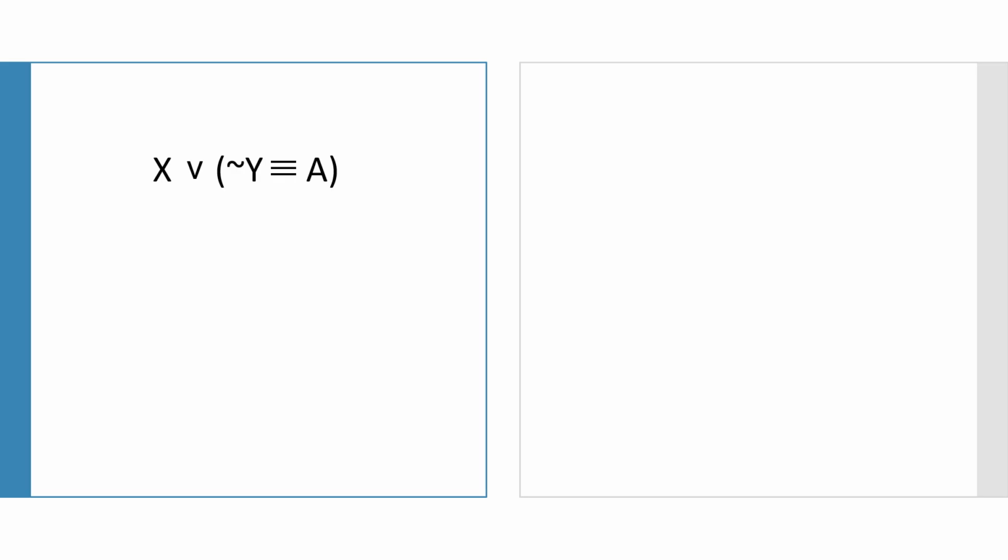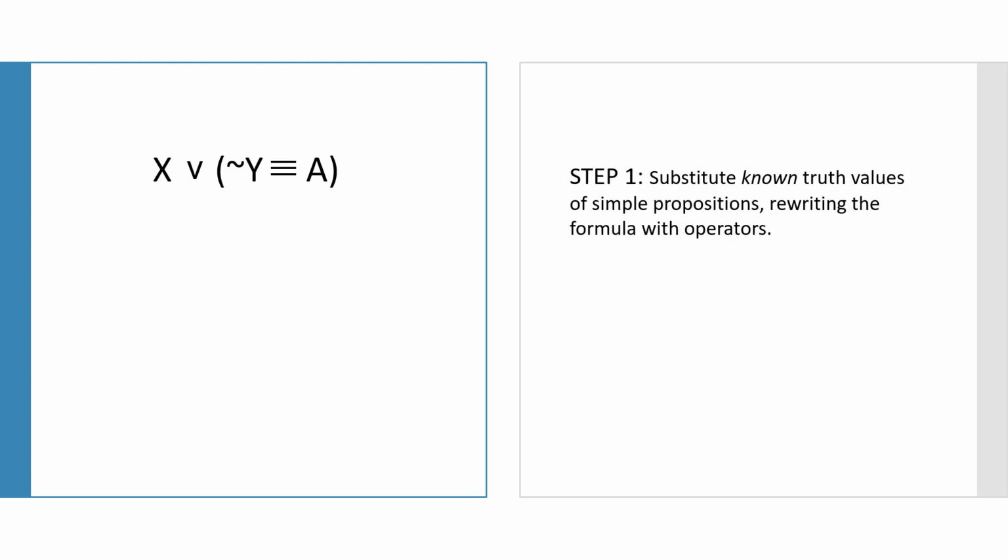So let's take a look at another example. This example says X or not Y if and only if A. Once again, the first step is to substitute the known truth values of all of our simple propositions in this statement, and then rewrite the entire formula with the operators and parentheses all in place. So in this case, remember X, Y, and Z are deemed to be false. A, B, and C would be true. And so what we want to do is simply write the truth value of each simple proposition down and then fill in everything else so we get F or not F if and only if T.